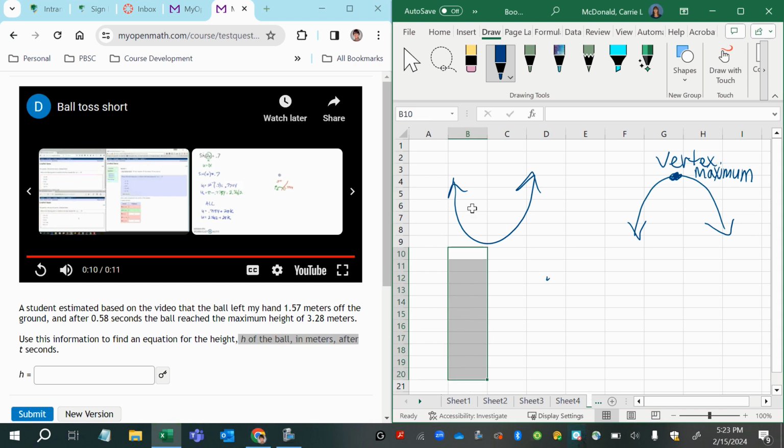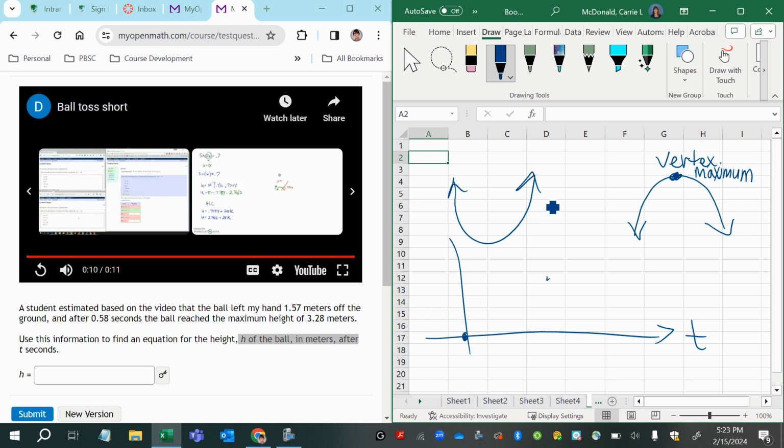If you're considering your time to be your input variable or your independent variable on the horizontal axis, you start at 0 seconds, and then as time passes, the height of the ball is increasing, but as time is passing, that makes it look like an arc or a parabola, right? So it makes sense to use a quadratic equation to model this.